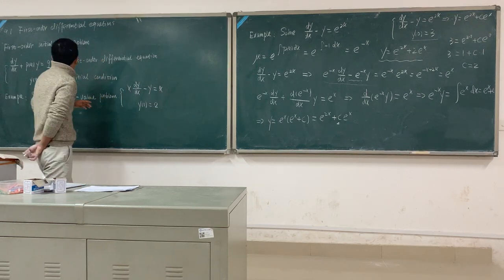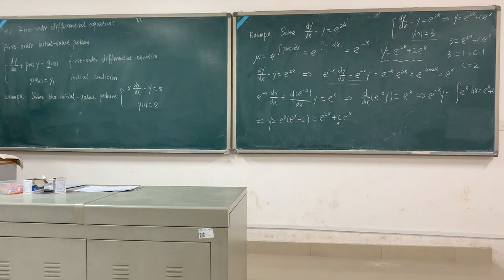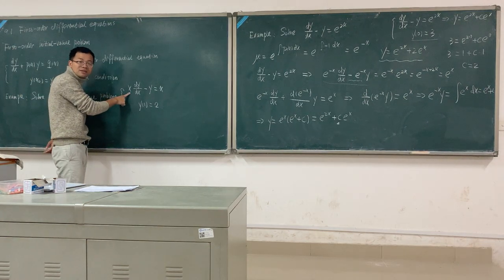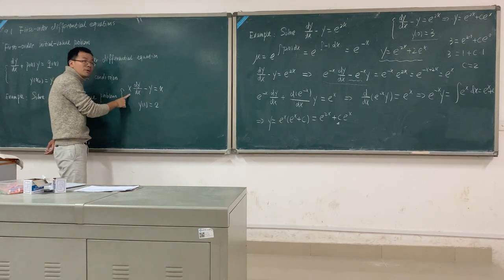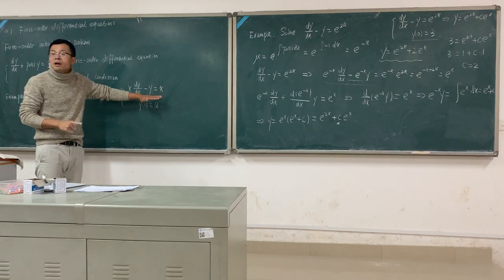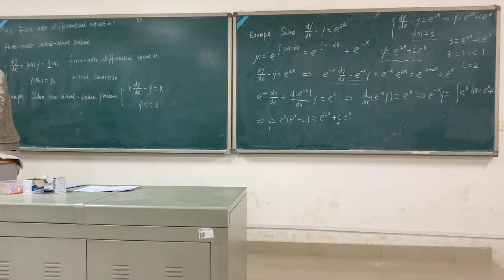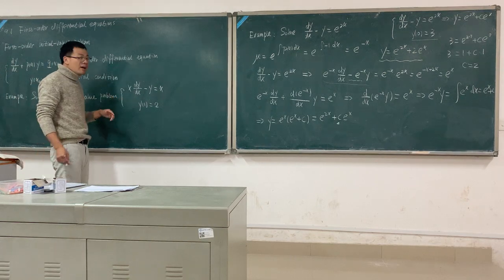So now we just introduce the method, and the method is valid for this form of equation. Here the coefficient should be 1, but here it is x. So how to deal with this x? We should divide by x on both sides, but the condition is x cannot be equal to 0.